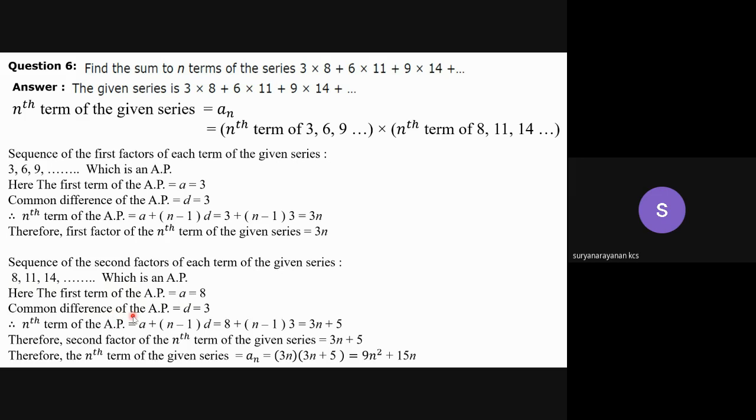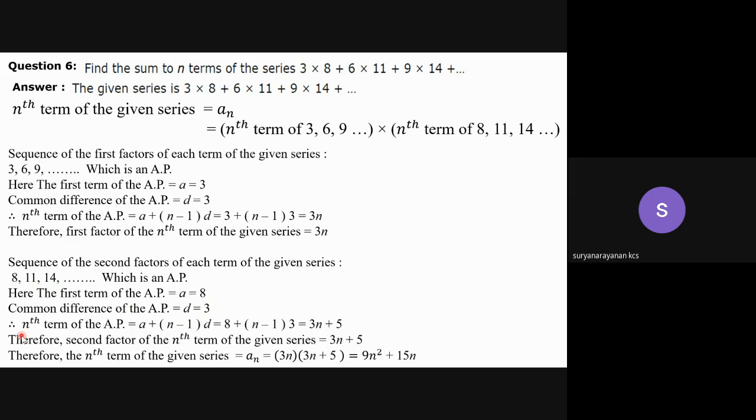And what is the common difference? Previously I told you, how do you find the common difference of an arithmetic progression? Second term minus first term, or third term minus second term. So 8, 11 minus 8 is 3, 14 minus 11 is 3. So this is the common difference, 3. So we found the first term and the common difference of this arithmetic progression.